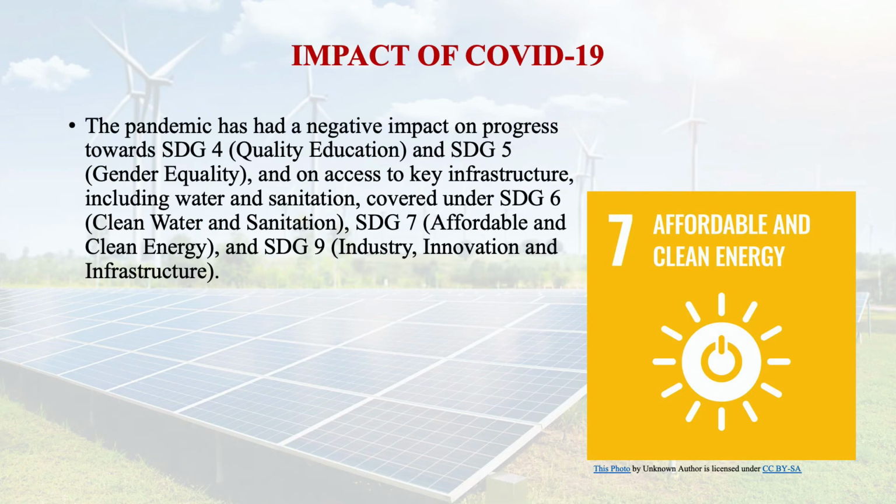We know that people have access to electricity in most parts of the world, but reaching the unserved means there are a number of places across the world where electricity is still not reaching, so we need to address that. If we look into this, the pandemic has had a negative impact on progress, when you talk about quality of education, that is the SDG goal four, about gender equality, and other key infrastructure like water and sanitation, especially industry, innovation, and infrastructure. And looking into today's discussion, especially affordable and clean energy, it has had a negative impact, right?